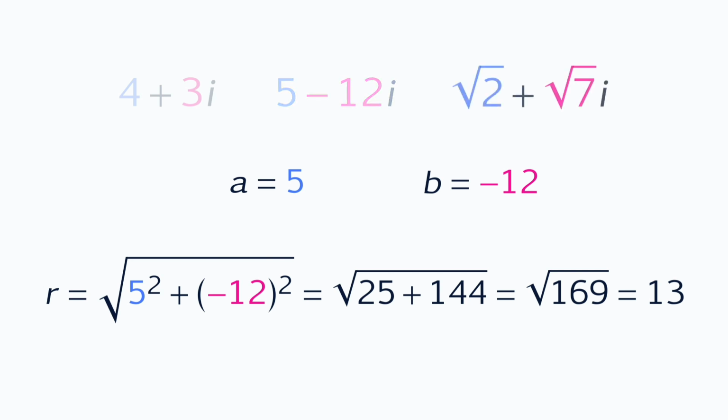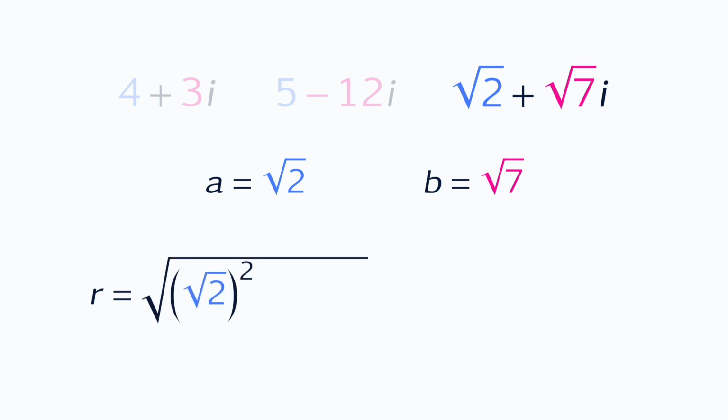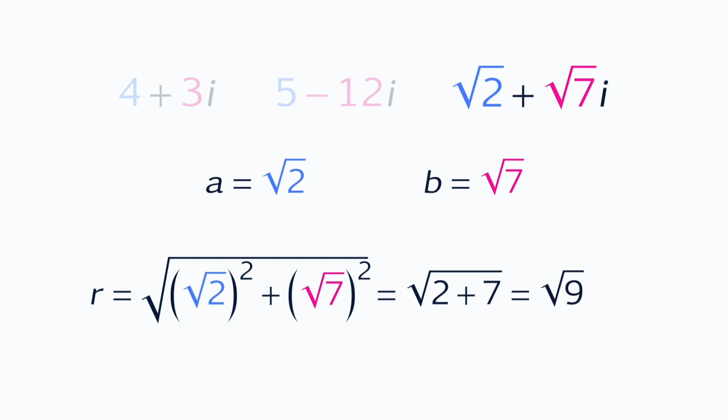Finally, for the third number, a equals the square root of 2, and b equals the square root of 7. Its norm equals the square root of 2 squared plus the square root of 7 squared. The square root of 2 squared is simply 2, and then the square root of 7 squared is 7. 2 plus 7 equals 9, and the square root of 9 is 3.